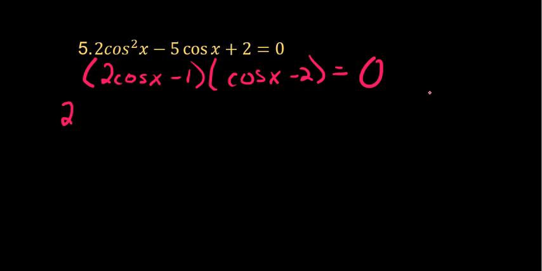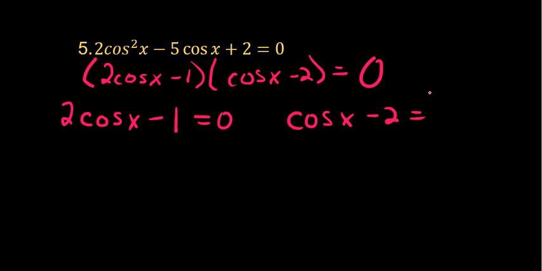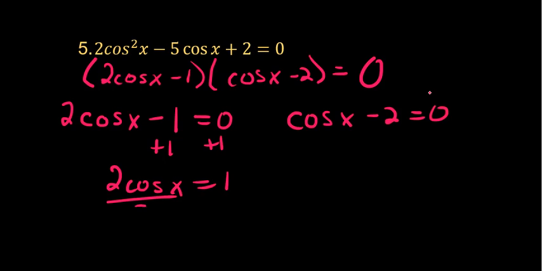It is similar to quadratics after that. You will set up 2 equations, so I have 2 cosine x -1 equals 0, and I have cosine x -2 equals 0. So here if I add 1, I have 2 cosine x equals 1. Then I want to divide by 2. And I have cosine x equals 1/2. So I'm going to go to my unit circle. I'm going to have to write my answer over here. Go to my unit circle and find where the cosine is 1/2.